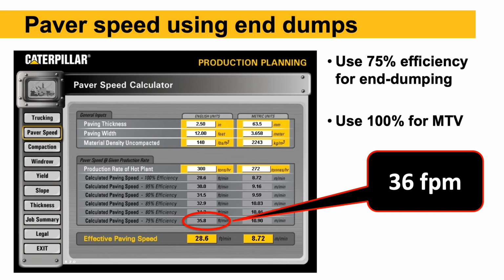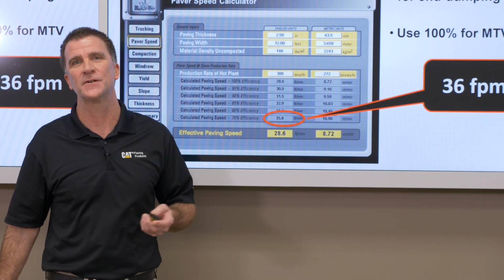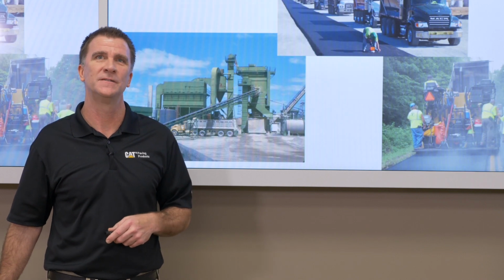The only other number you see on the screen there at the very bottom in yellow is 29 feet per minute. That would be 100% efficiency, so the paver never stops. That could be a scenario with an MTV, material transfer vehicle. And we'll talk a little bit about those later as well.